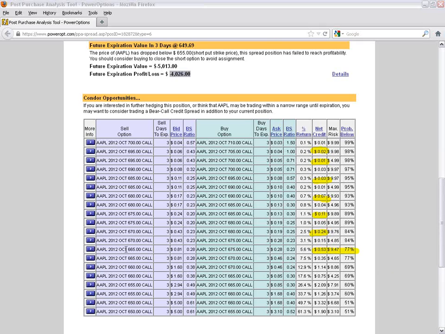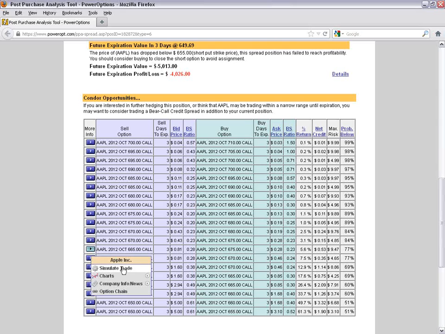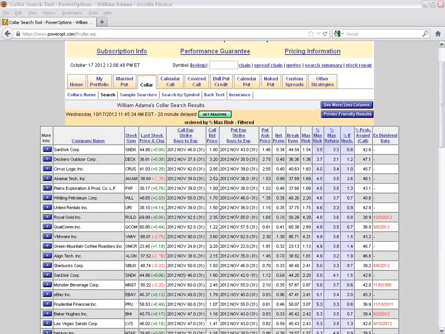Let's take a look. It's saying we could sell the October 665 call and buy the 675 for a total of 53 cents. Now a 10-point spread, but let's take a look again. It's great to see it numerically. I want to take a look at it graphically.